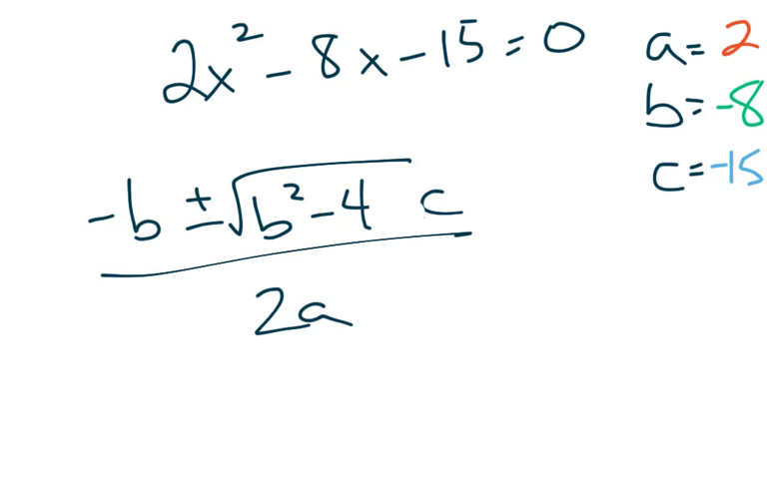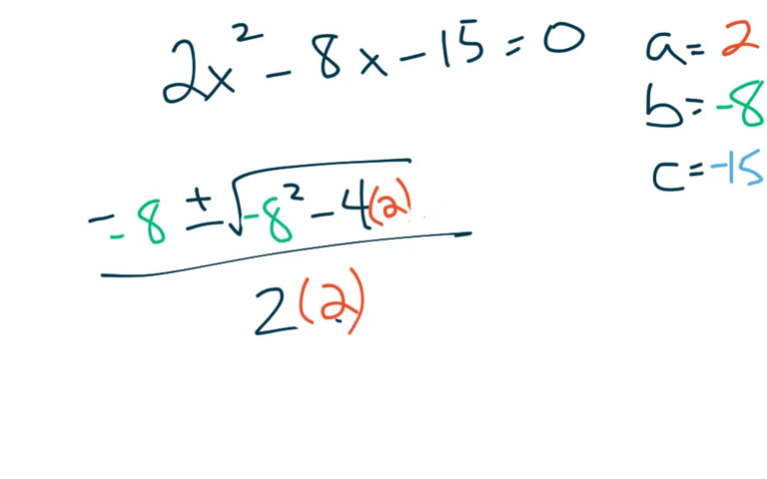So I'm going to go through, and I'm going to write a 2 everywhere that there was an a. I'm going to write a -8 everywhere that there was a b, and I'm going to write a -15 everywhere there was a c. Notice that the -8s aren't going to be negative anymore, for exactly the same reason as before. Because it was a negative b, if it was already a negative, now it changes to a positive b.